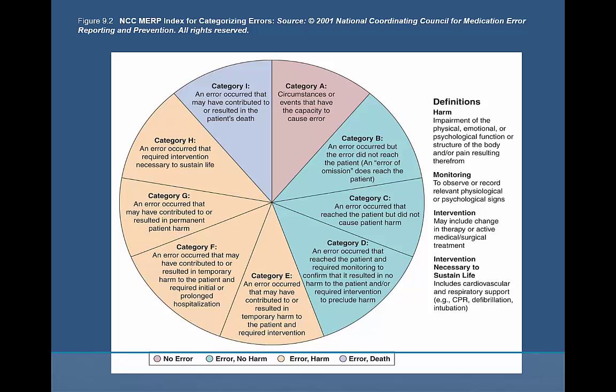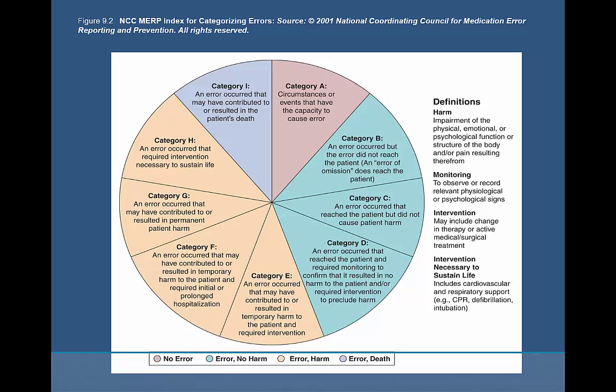Here's another. This is the NCC MERP categories. Here's category A, circumstances or events that have the capacity to cause error. Category B, an error occurred but the error did not reach the patient. Category C, an error occurred that reached the patient but didn't cause harm. Category D, it did cause harm, etc., etc.